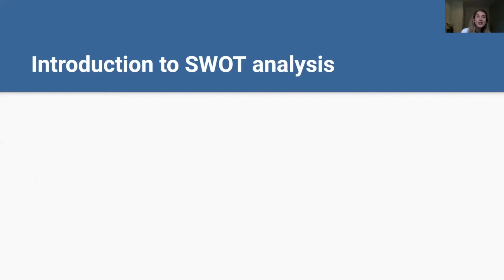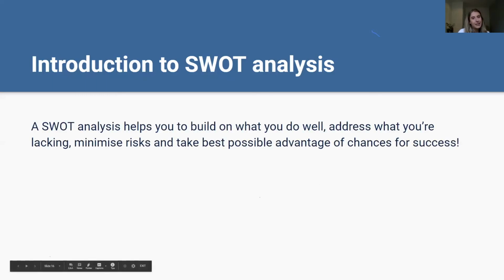Okay, so as I mentioned at the beginning of this webinar, there are really 3 parts to market research: your customers, your competitors, and you, your business. So now we're going to turn our attention to this 3rd and final part: your business's strengths, weaknesses, opportunities, and threats, which will complement everything that your students have learned so far about how to meet the needs of their customers and beat their competitors. So a SWOT analysis is a super useful tool because it will help you to build on what you do well, to address what you're lacking, to minimize risks and threats, and to take the greatest possible advantage of your chances for success. And it is easy to carry out.